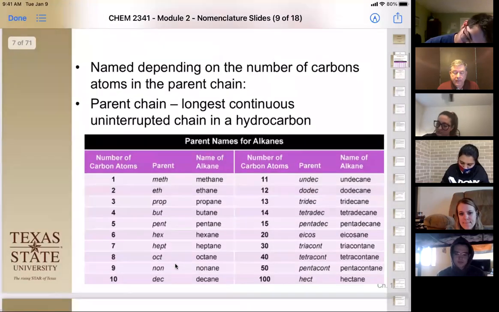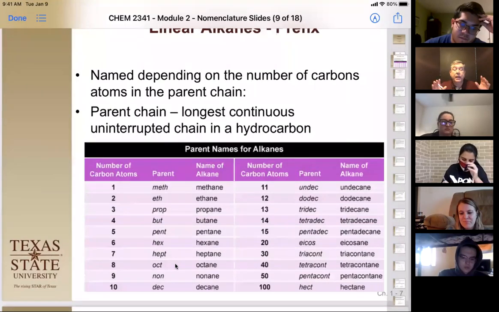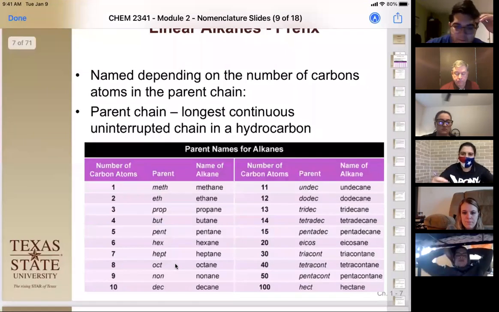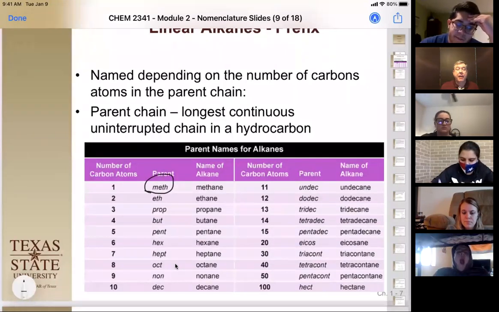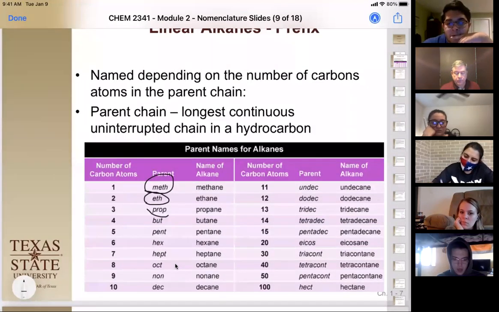So when we have these linear chains, we want to think about the longest chain of continuous uninterrupted hydrocarbons right here. We name them dependent on that name. And so these are the ones you're going to have to remember. The first one starts out with, if it was just 1 carbon, it's meth. And so if it was a hydrocarbon with just 1 carbon, we call it methane. Then we go to eth, that's 2 carbons, ethane. Prop, 3 carbons, but, 4 carbons, pent.